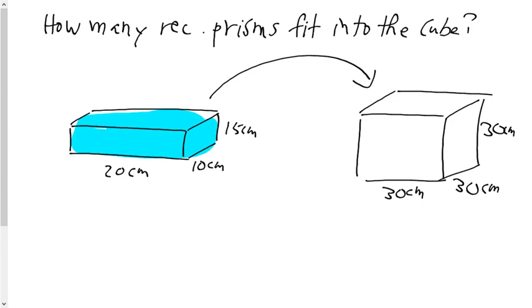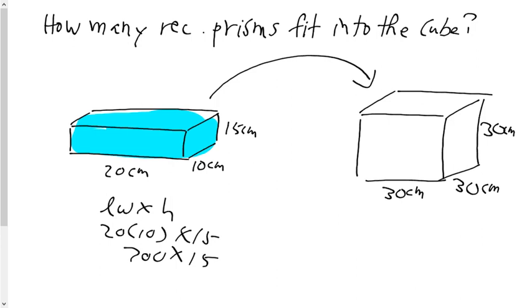So the first thing we're going to do is calculate the volume of each. Length times width times height, or 20 times 10 times 15, which will be 200 times 15. Well, 200 times 10 is 2,000. 200 times 5 is 1,000. So it should be 3,000. Is that right? Yeah. 3,000 milliliters of water will be in there, or if you want, 3 liters.